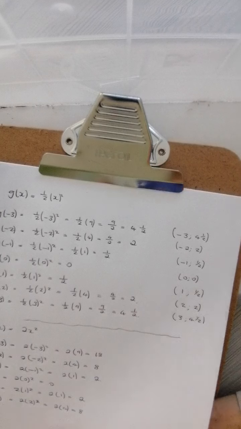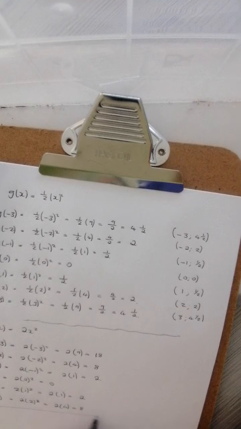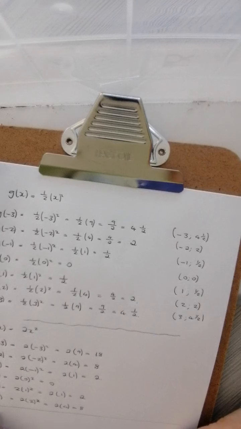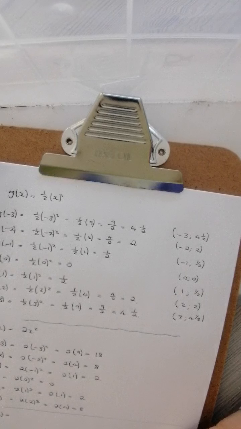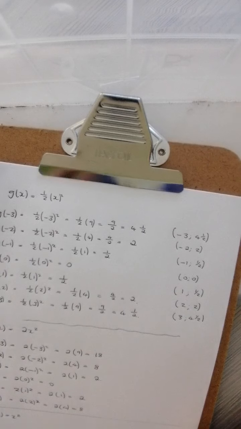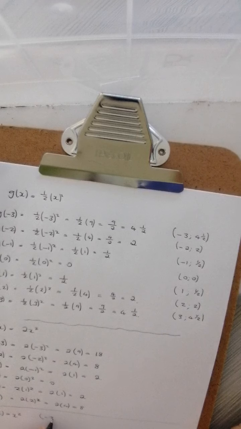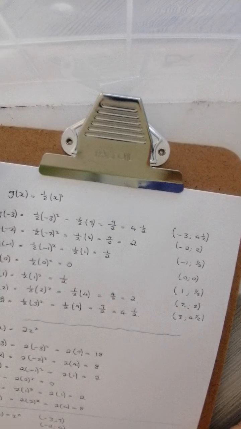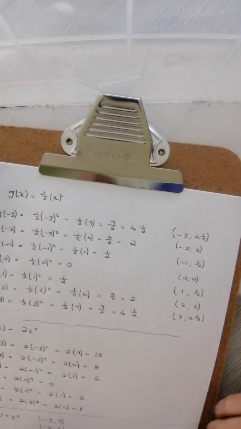The f(x) we already did, but I'll just put down the coordinates from yesterday, which was f(x) equal to x squared, and the coordinates were minus 3, 9, minus 2, 4, minus 1, 1, 0, 0, 1, 1, 2, 4, and 3, 9. That's the one we did yesterday.